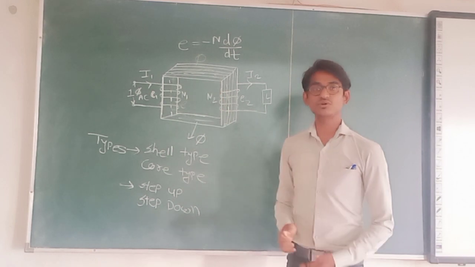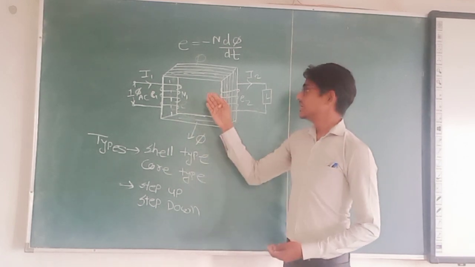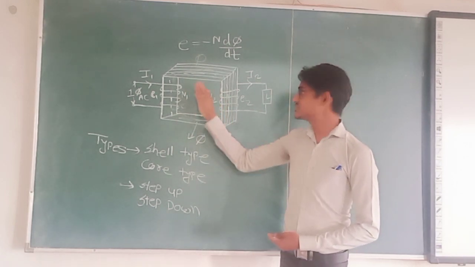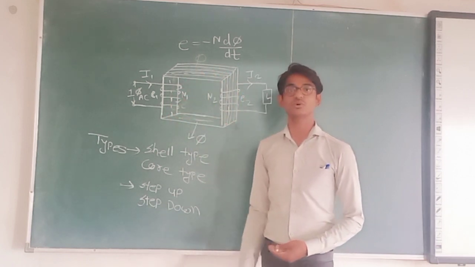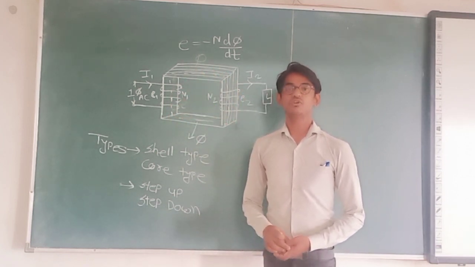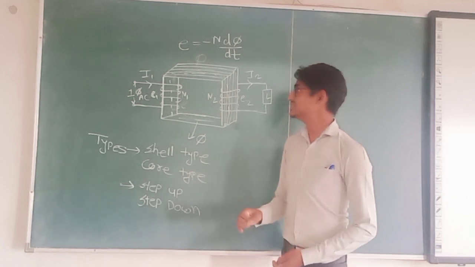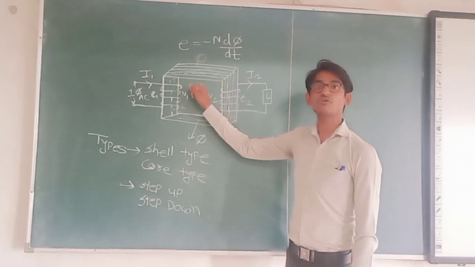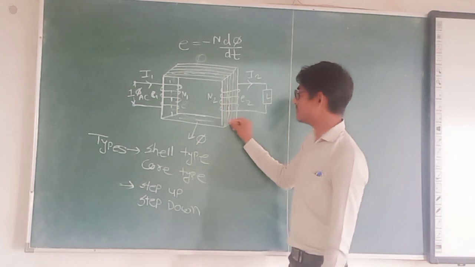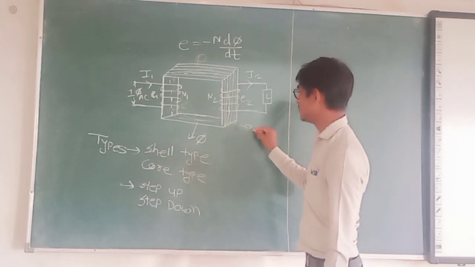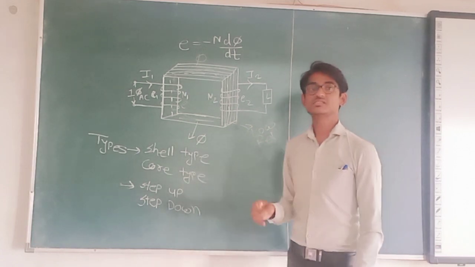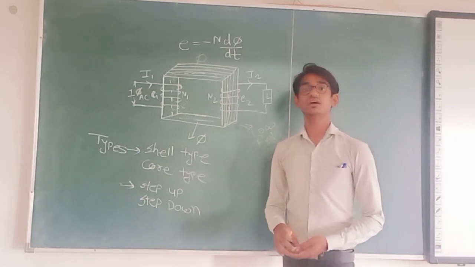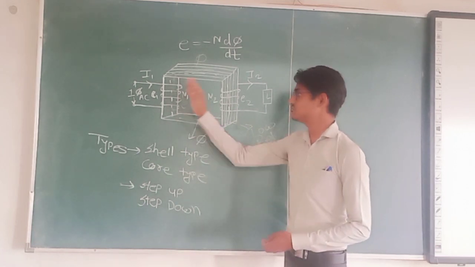As we know, for the easy flow of this flux, the material of the transformer core is of low reluctance. What is the meaning of low reluctance? It means the opposition to the flow of flux is low. So the material of this core is a low reluctance material, which provides low resistance to the flow of flux.